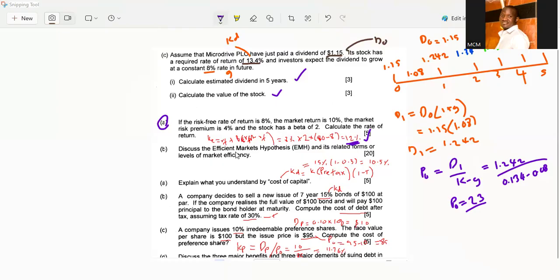Then discuss the efficient market hypothesis and its related forms. What is the efficient market hypothesis? Anyone who has read about it? What is the efficient market hypothesis? But I discussed this. Okay. What is meant by cost of capital?